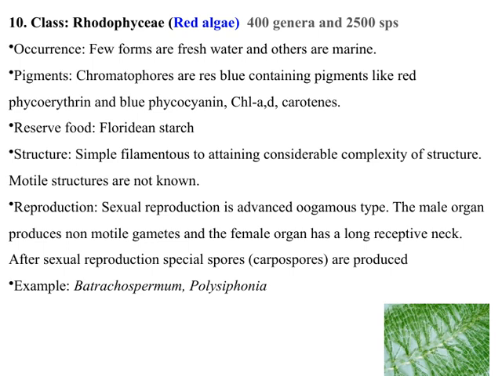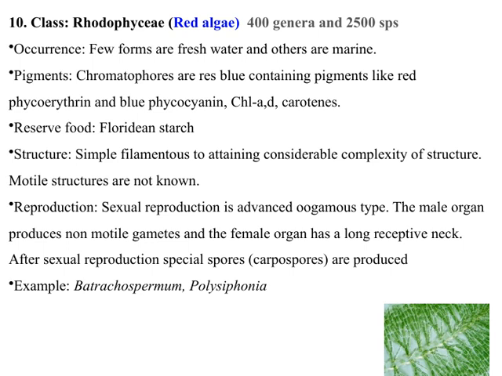Structurally, red algae can range from simple filamentous forms to quite complex and elaborate structures. Interestingly, they do not have motile structures, meaning they don't have flagella or similar features for movement. Reproductively, red algae exhibit a highly developed sexual reproduction process, known as oogamy. The male gametes are non-motile, and the female organ features a long receptive neck, which facilitates fertilization.